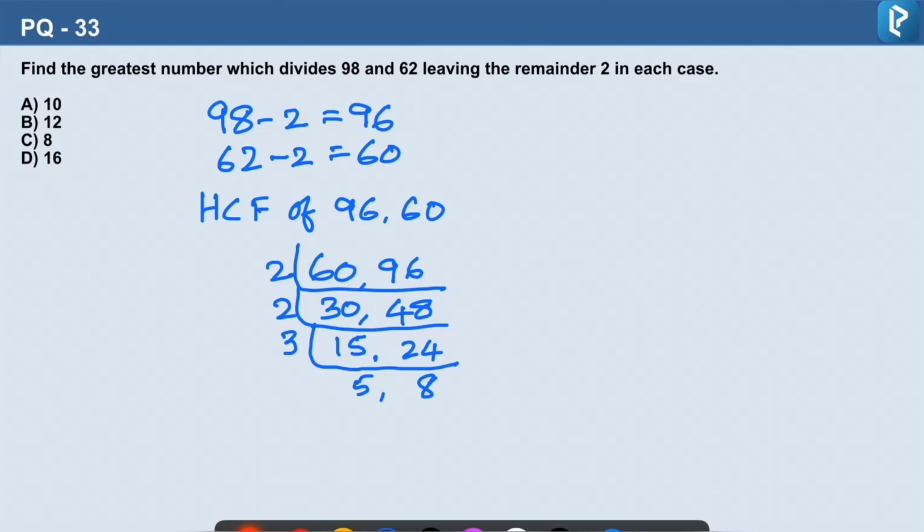So the HCF is the product of the common divisors. What are the common divisors here? 2 multiplied by 2 multiplied by 3. 2 twos are 4, 4 threes are 12. So 12 is the HCF. So 12 divides 98 and 62, leaving remainder 2 in both cases. So 12 is the correct answer. Option B is the right answer.